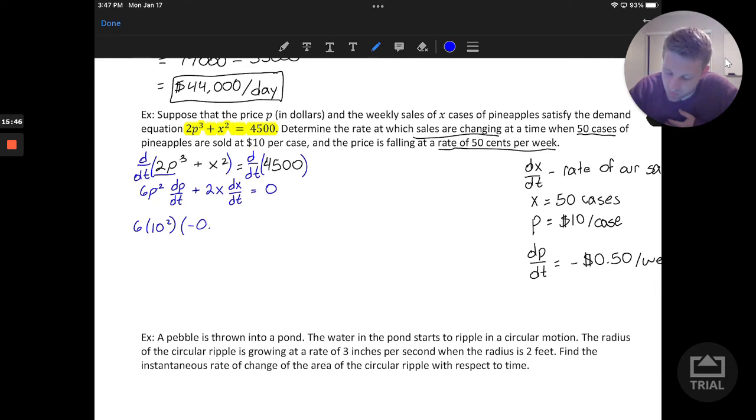So 0.5 is the dp/dt. We'll have plus 2 times x, which is the number of cases sold right now. So x there is going to be just 50 cases. And then finally, we'll have the dx/dt. That's the rate that we do not know. Set equal to 0.